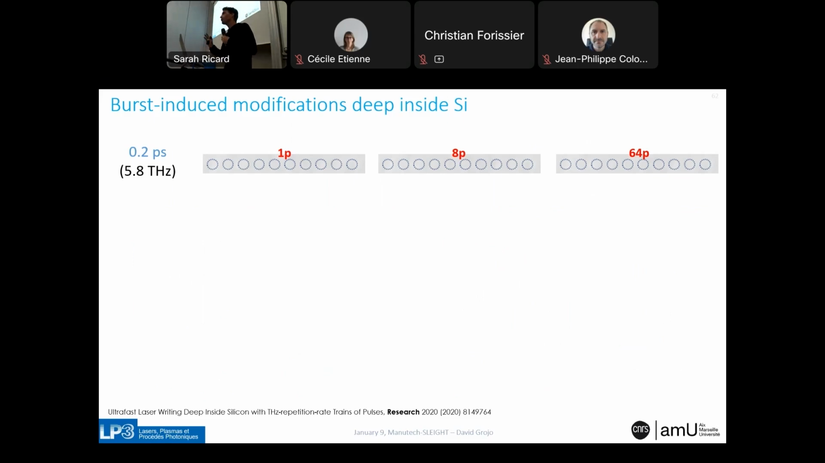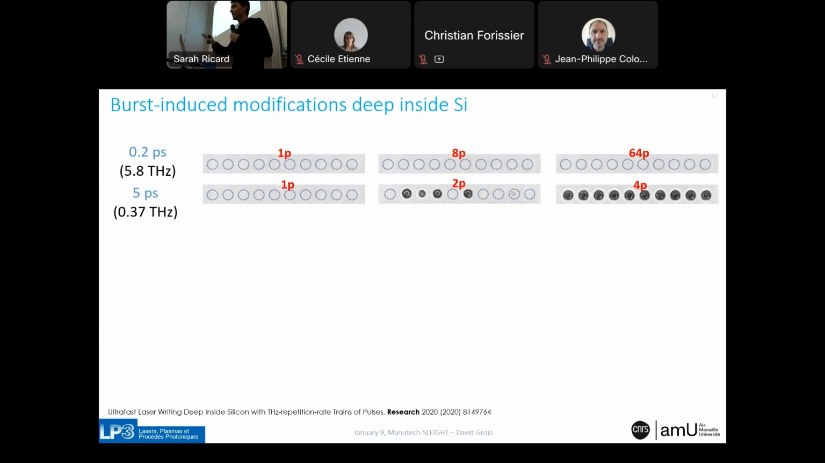So to observe the benefit of the accumulation strategy, we move to 5 picoseconds. 5 picoseconds is still too short to obtain a modification in silicon with a single shot, as it is shown there. But as soon as you start to split the same amount of energy in 2 pulses, you start to get a modification, but not very reproducible. And if you split again the same amount of energy in more pulses, 4 in that case, then you can stabilize the writing process and you immediately observe the benefit of this pulse train strategy.